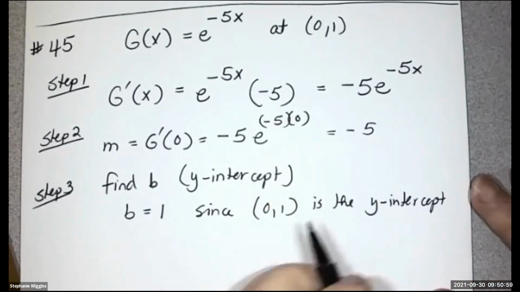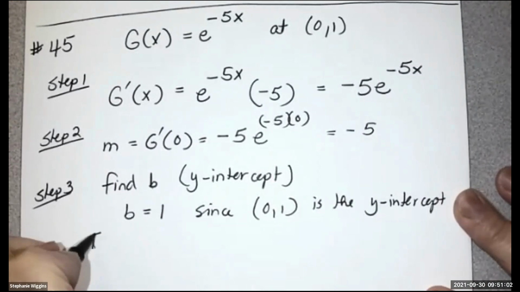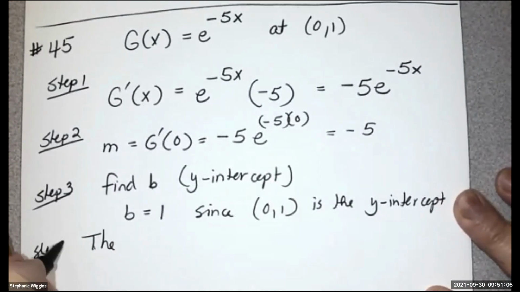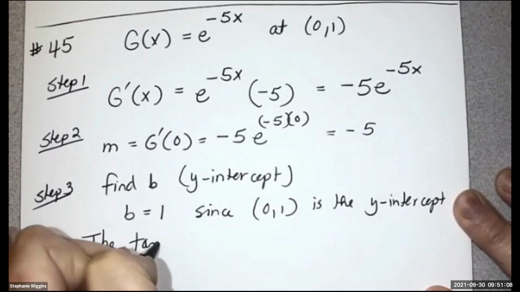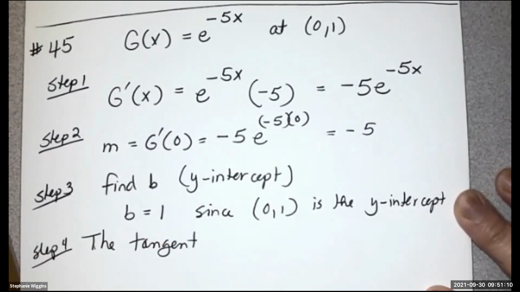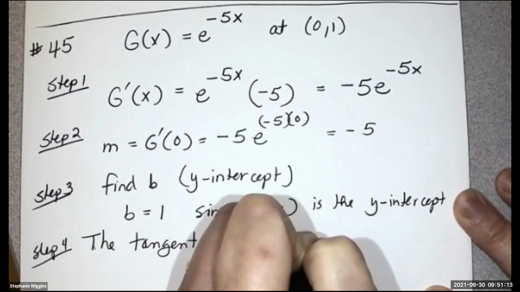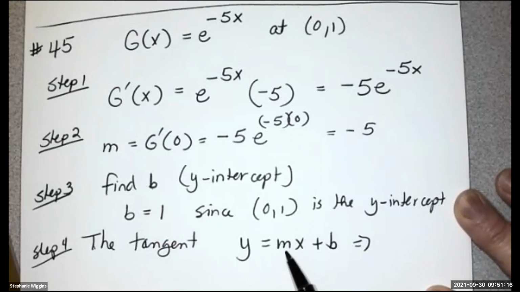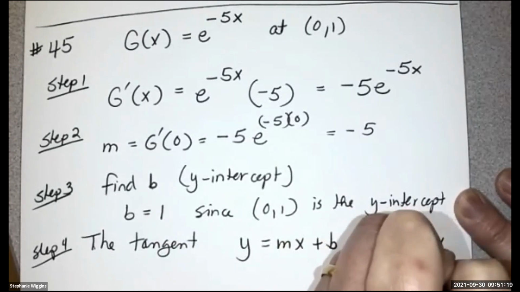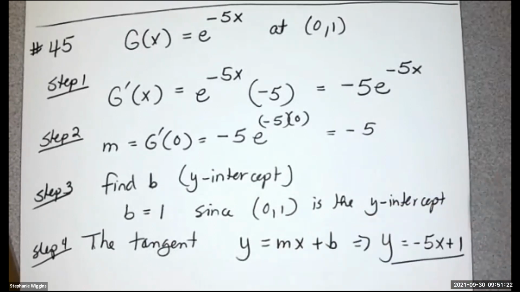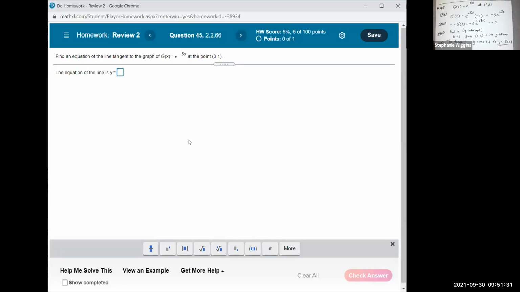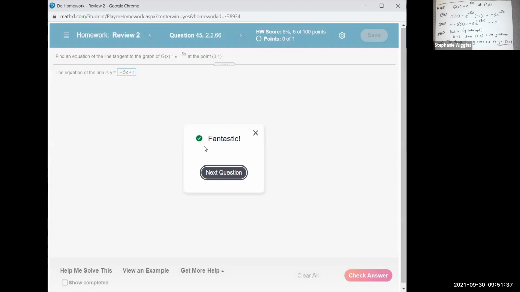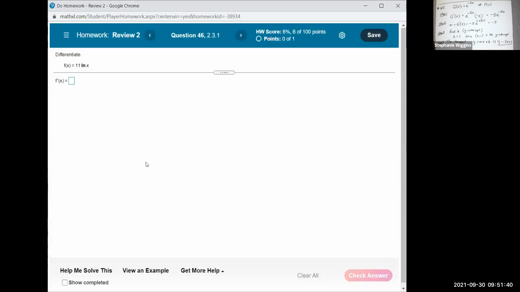All right, so we found the slope and we found b. So the tangent line, and that's step 4. Remember, the formula for a line is y equals mx plus b. So you just plug in the m is -5 and b is 1. So it's going to be +1. y equals -5x plus 1. Okay, so like I said, there will be a question like that on the test.